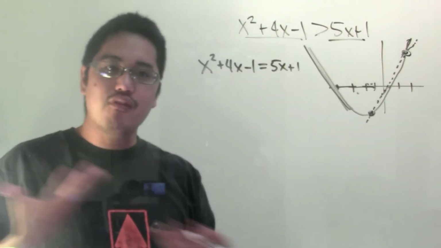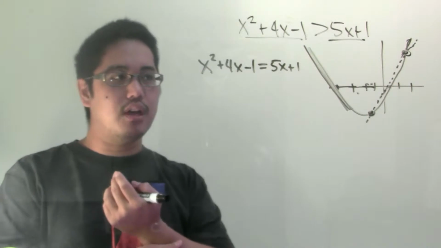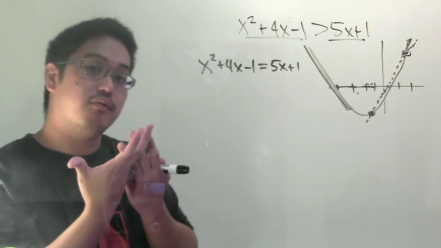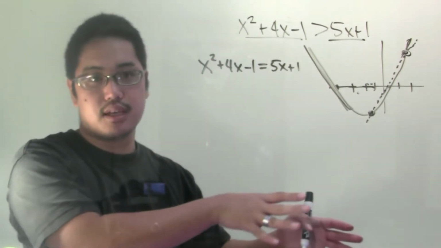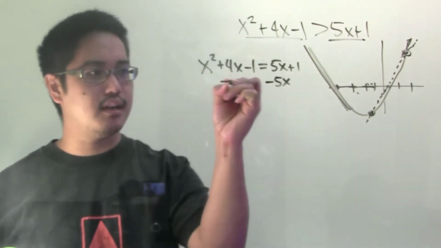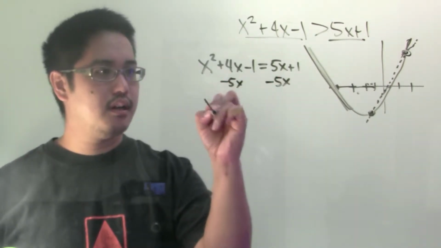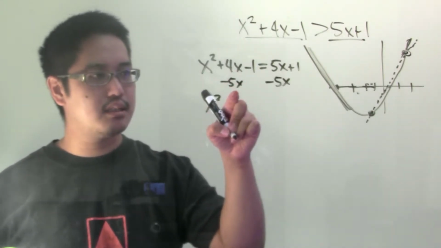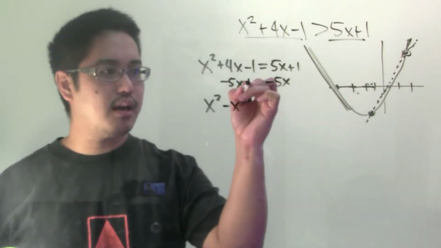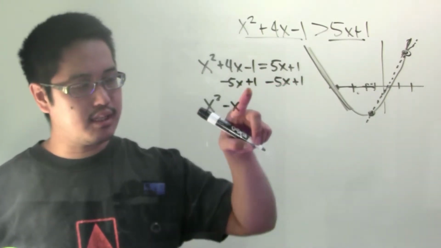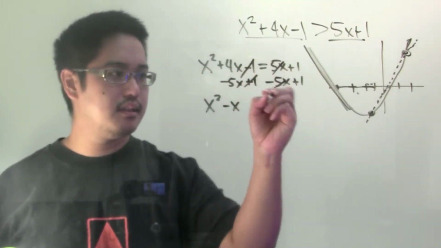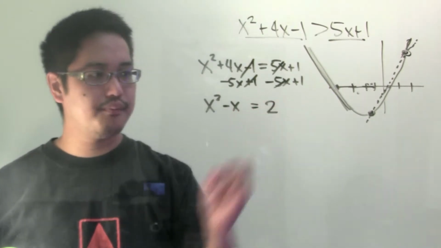All right, let's take everything over to the left-hand side. Usually when we do these problems, we take all the x's over to one side and all the numbers to the other side. Let's do that. Let's take the 5x over to the left side. And so I have x squared. What is 4x minus 5x? That's negative x. I should also add 1 to both sides, because I want to take the number over to the right-hand side. So this cancels that, and 1 plus 1 is equal to 2.